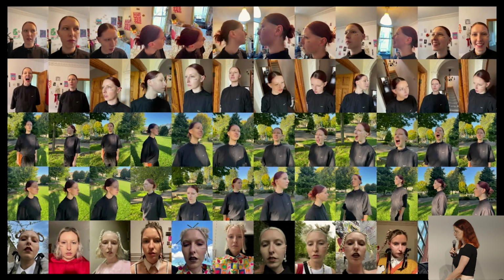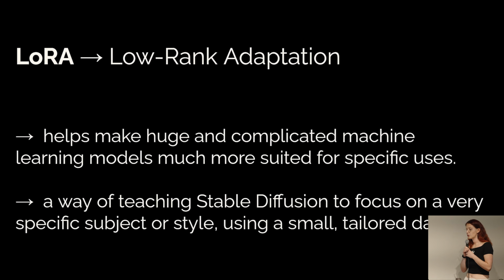So then basically use these training images to create a custom LORA on my own face. LORA is low rank adaptation, and it helps make really big, complicated machine learning models more suited for specific use cases. In other words, basically a way of teaching Stable Diffusion to focus on really specific styles or subjects. If anyone doesn't know what Stable Diffusion is, it's a generative AI model that allows you to create images from text prompts.